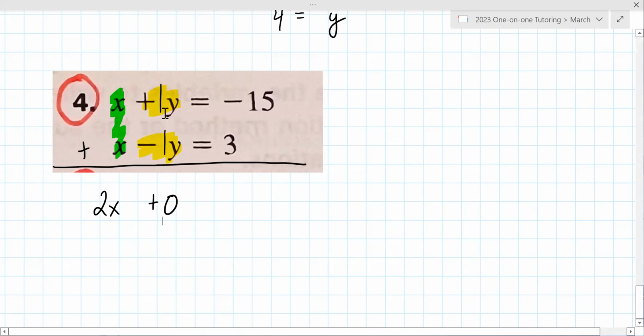Oh, 0. Yeah. So how did I get 2x? It's because I'm adding up 1x plus 1x. So they add together, 2x. For the y terms, it's like giving someone something and then taking it back. Maybe that's not a good example, but the idea here is that one's positive, one's negative. You're adding, they cancel out.